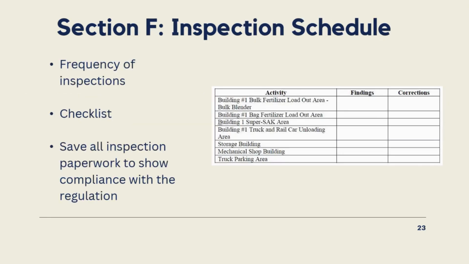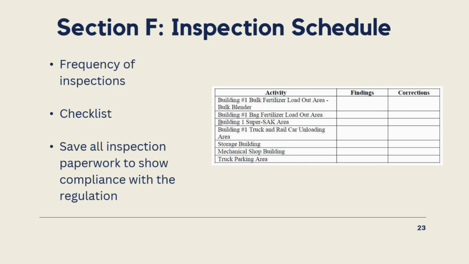The inspection checklist is kind of the same thing, but this is just a general checklist of how often you are checking your secondary containment, for example. What are you looking for? Are you looking for cracks? Are you looking for splits in the seams? Whatever. What are you looking for?